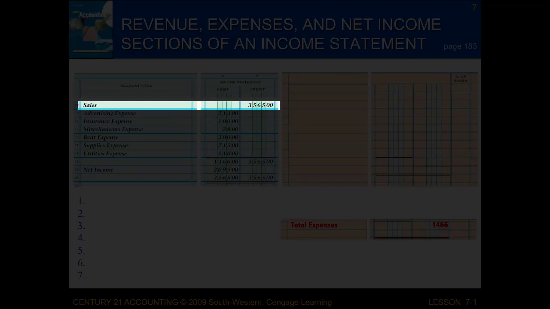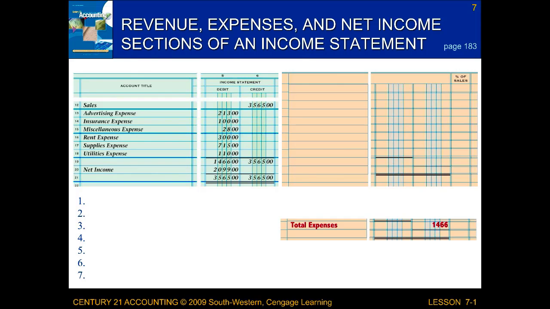But before I can write sales, I need to say what type of account this is. So I'm going to write the revenue heading as my very first thing. So I'm going to write revenue and put a colon there. Then I'm going to list any type of revenue account and amounts that I have. And in this case, I only have one revenue account, and that is sales. So I'm going to write that slightly indented. I'm going to write sales.